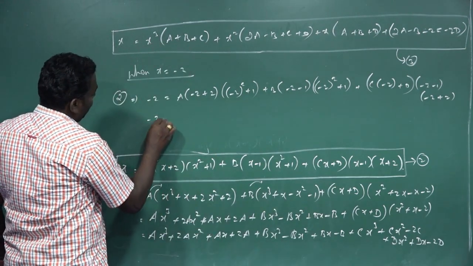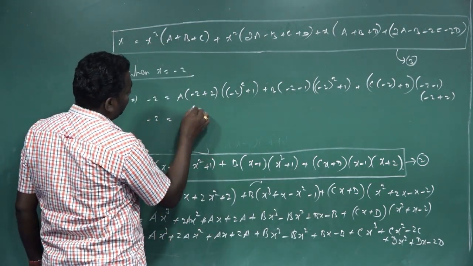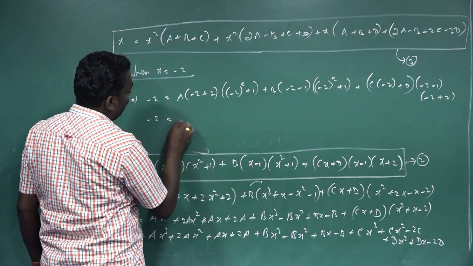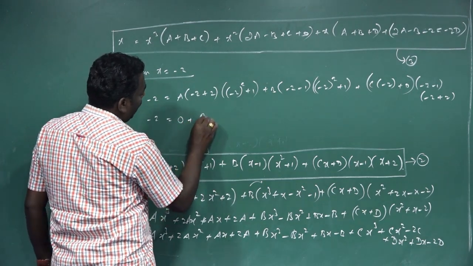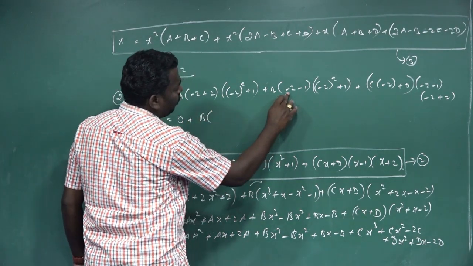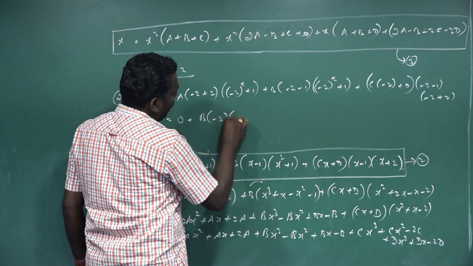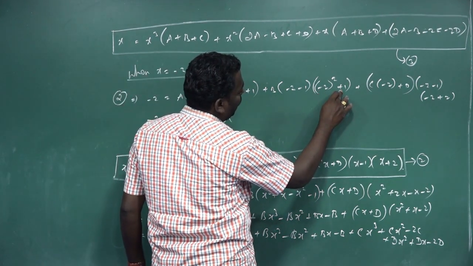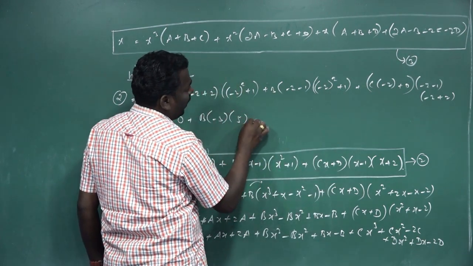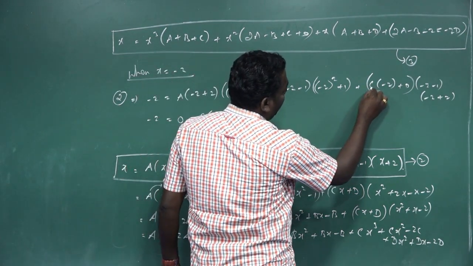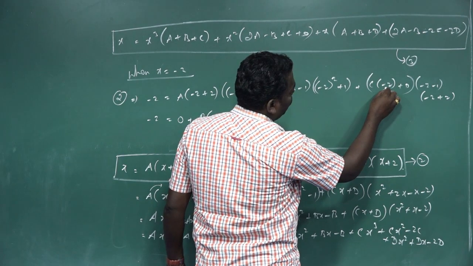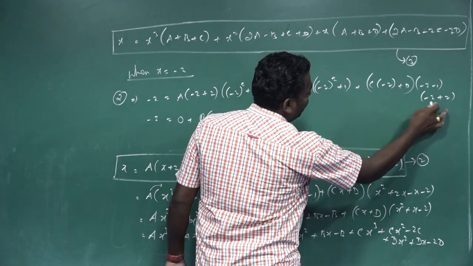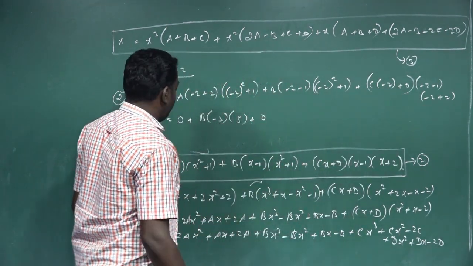Therefore, the left hand side is minus 2, equal to: minus 2 plus 2 is 0, and 0 into the total term is 0, plus b into (minus 2 minus 1) which is minus 3, into (minus 2 whole square, which is 4, plus 1) which is 5. Therefore, plus 5, plus c into minus 2, that is minus 2c, plus d, but here it becomes 0. Therefore, the total term is equal to 0.